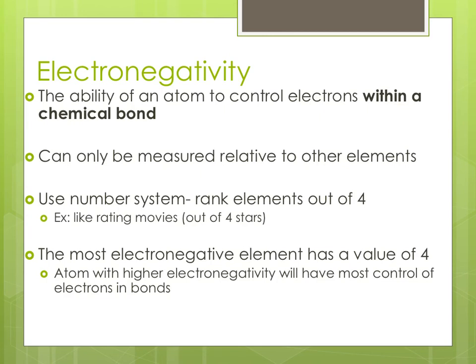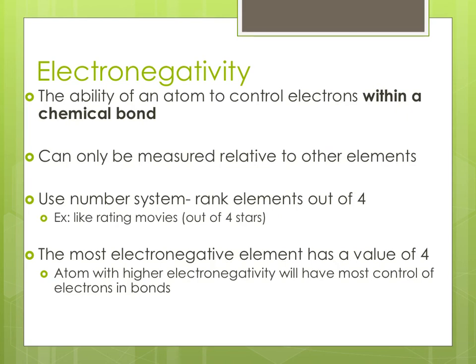Our third and final periodic trend is electronegativity. We're going to talk a lot more about electronegativity next unit when we start to get into bonding, but electronegativity is the ability of an atom to control electrons within a chemical bond. So we haven't talked about chemical bonds yet. We've been focusing a lot on just elements by themselves. But we can start to learn about the trend so that we can apply it next unit.